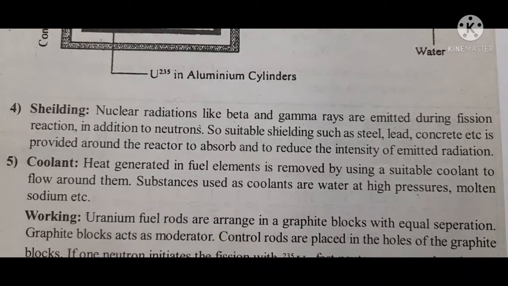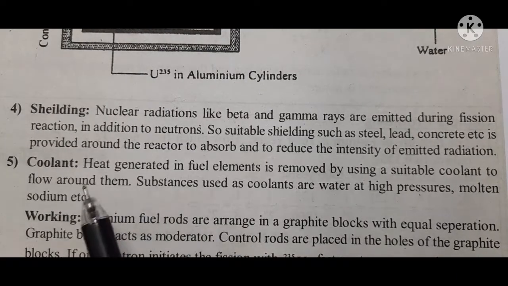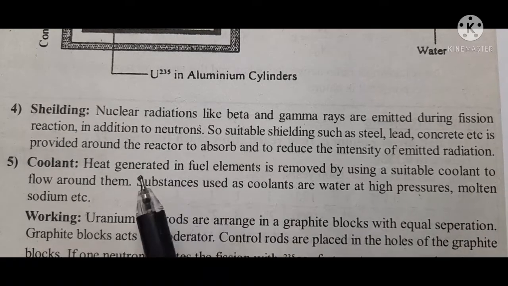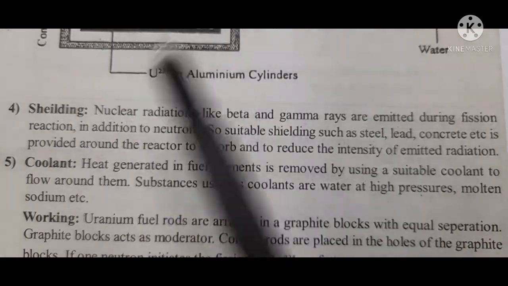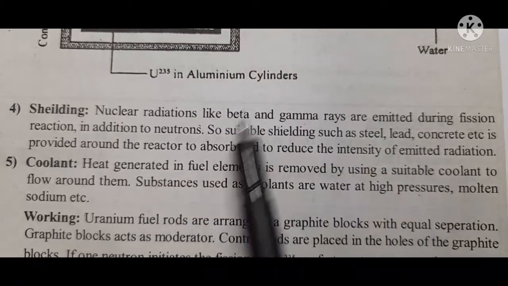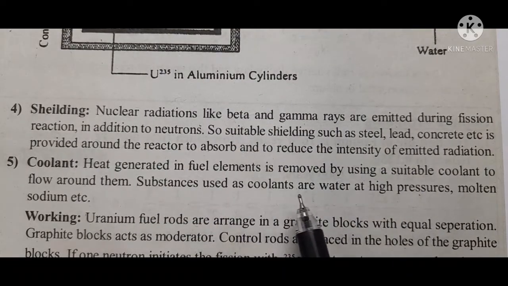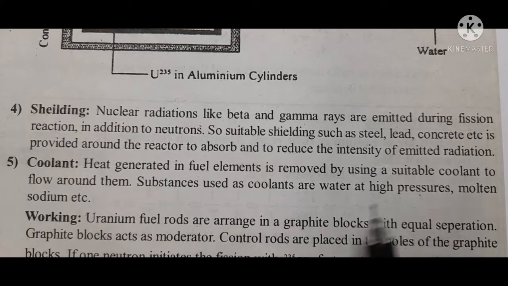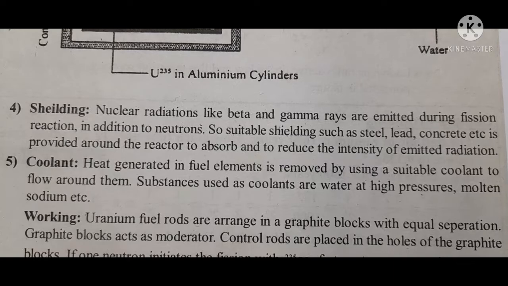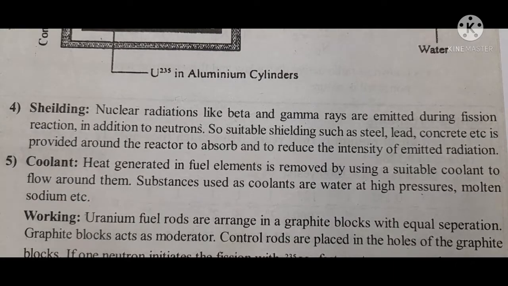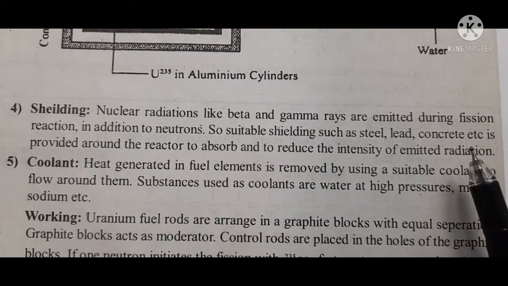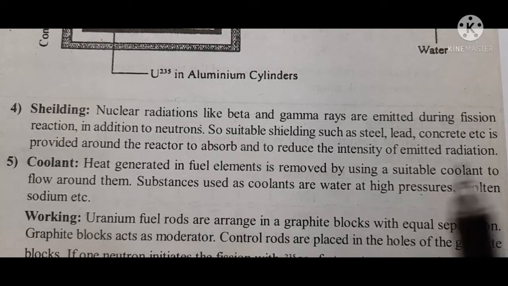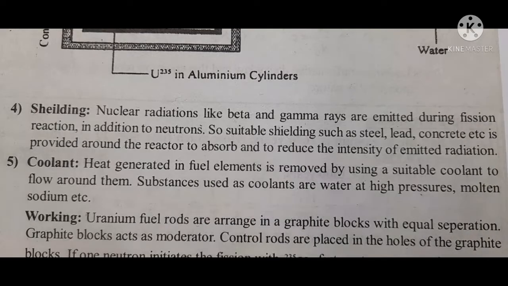Heat generated in the fuel elements is removed by using suitable coolants that flow around them. So it will always be flowing around those rods. Substances used as coolants are water at high pressure and molten sodium. These are the best examples. So by pouring water at high pressure and molten sodium. Here you have to remember one thing: water is used as a coolant in the nuclear reactor. Why? Because it has the highest specific heat. That is also an important point. So this is about the coolant.